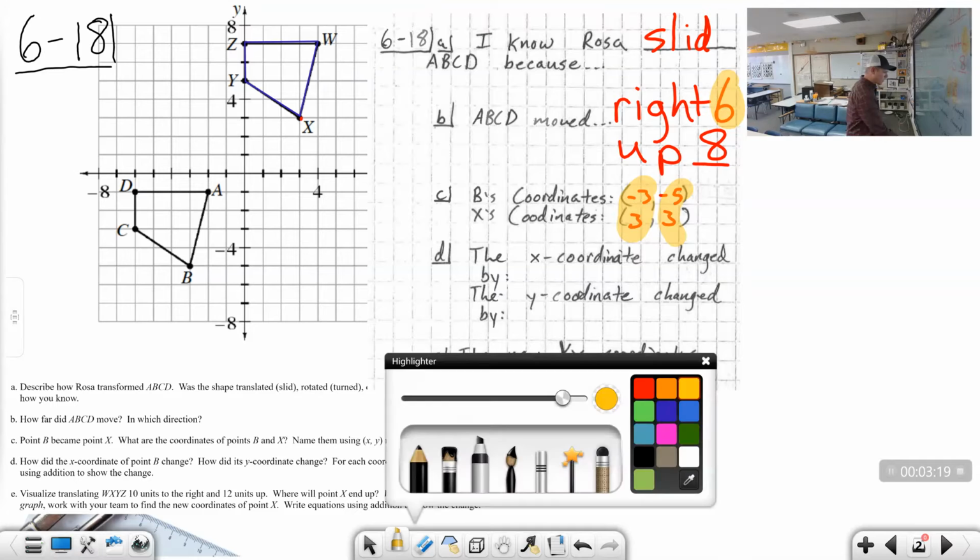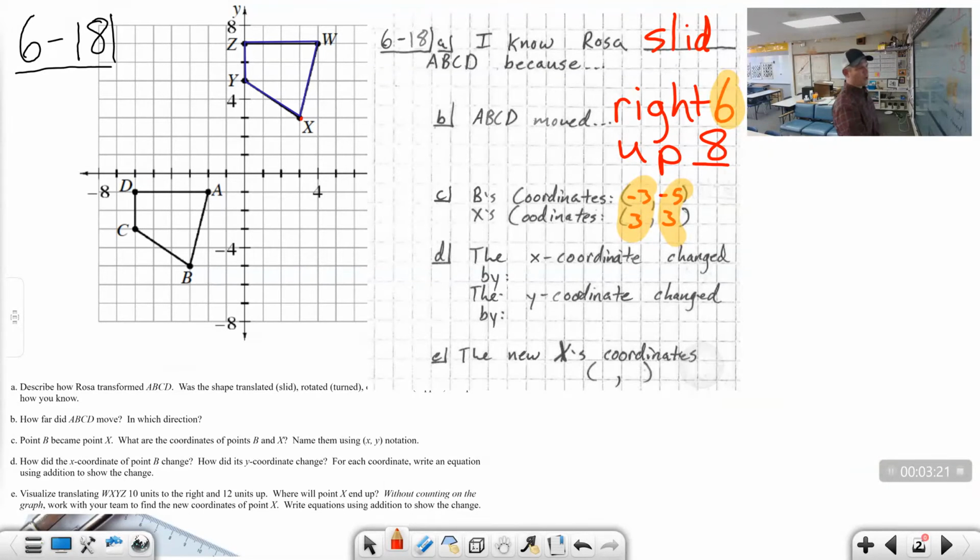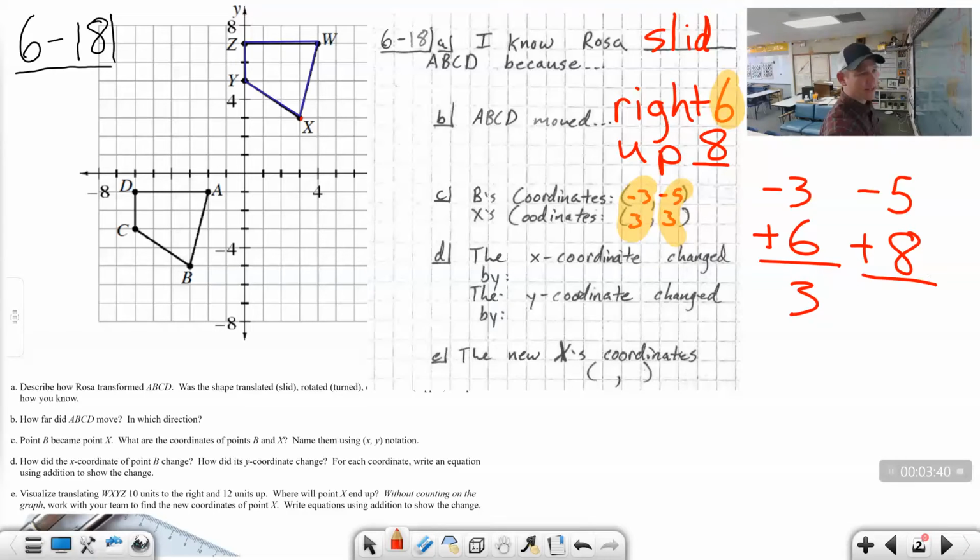Okay? Now, I notice what's happening here is when you do the math, all we are doing is -3 plus 6 gave us the new coordinate 3. -5 plus going up 8 gave us the new coordinate 3. Notice that all we did was we added the slide to the coordinate grid.